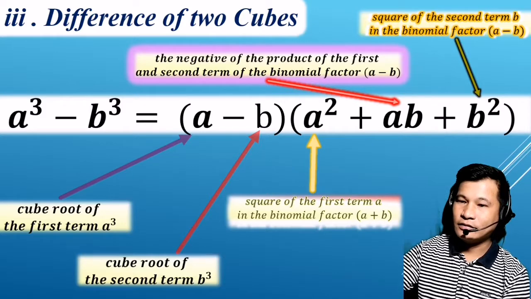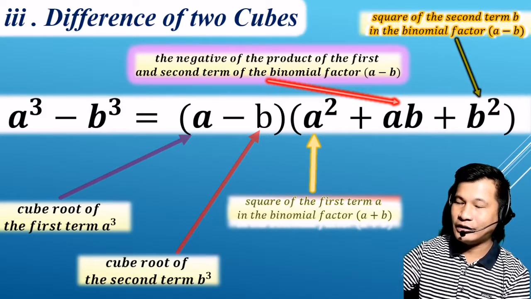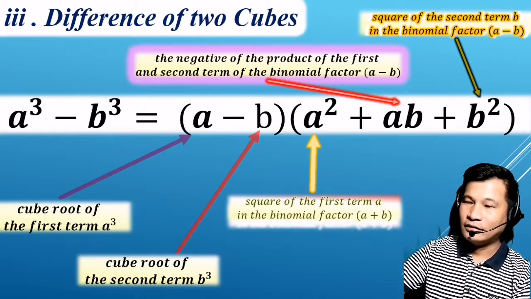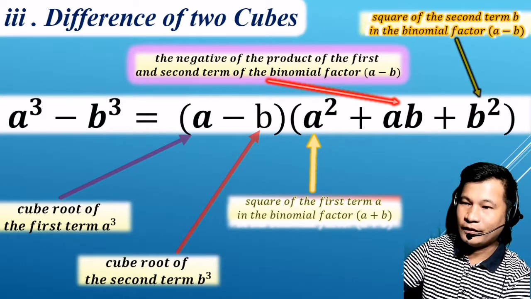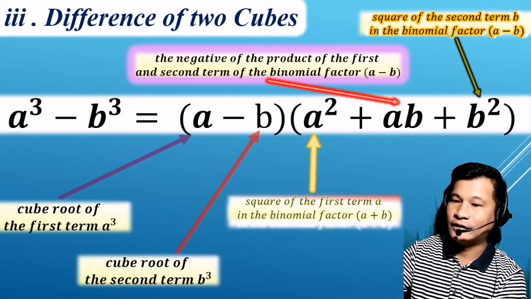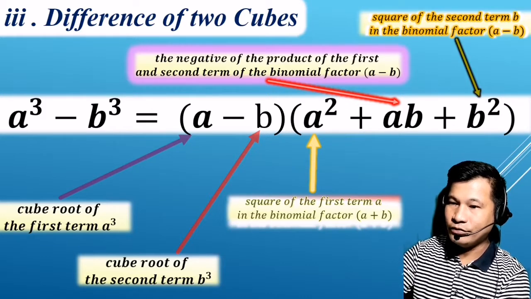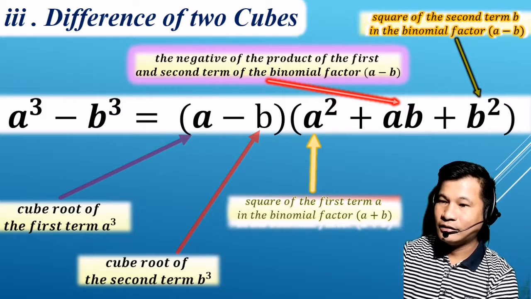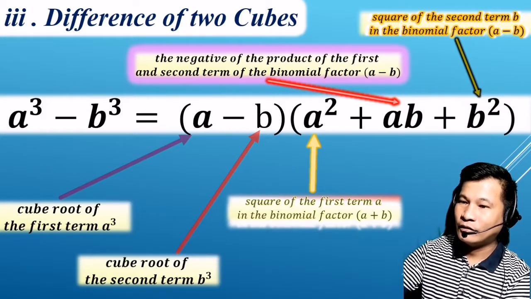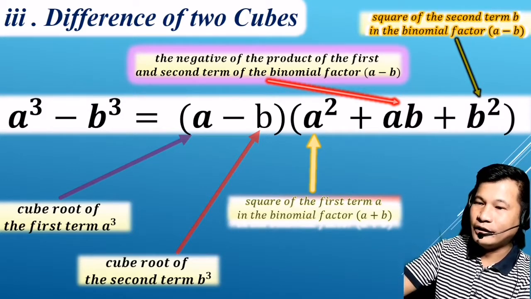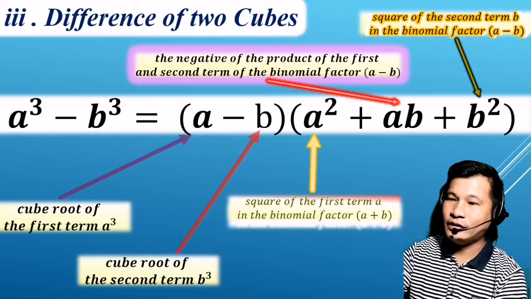Okay, let us proceed. First, we get the cube root of the first term, a cubed, that is a. Then, for the second term of the binomial factor, we get the cube root of the second term, b cubed, that is b. Then for the trinomial factor, get the square of the first term, a, in the binomial factor a plus b, so that is a squared.